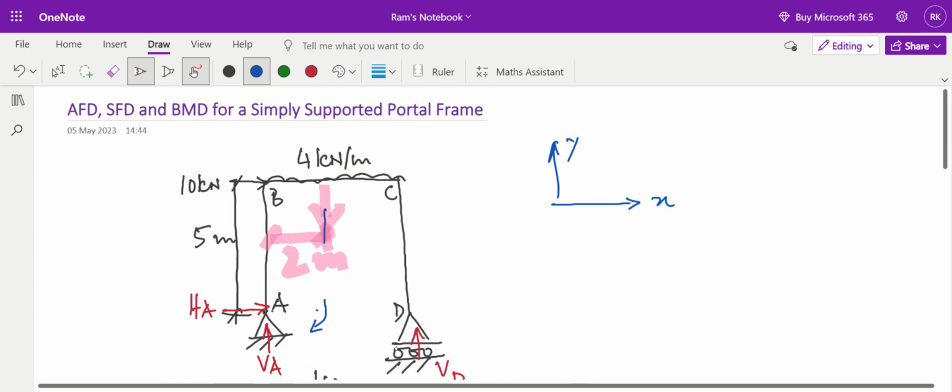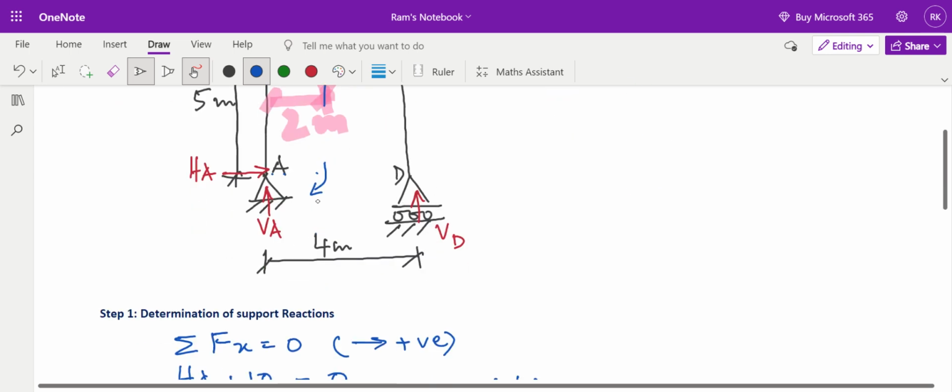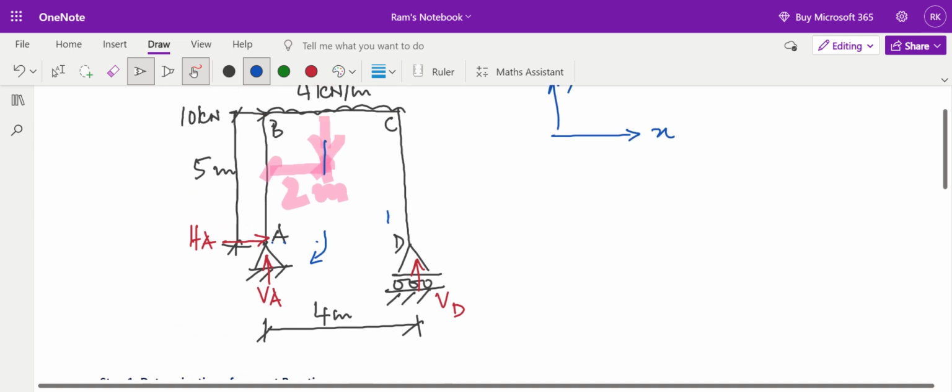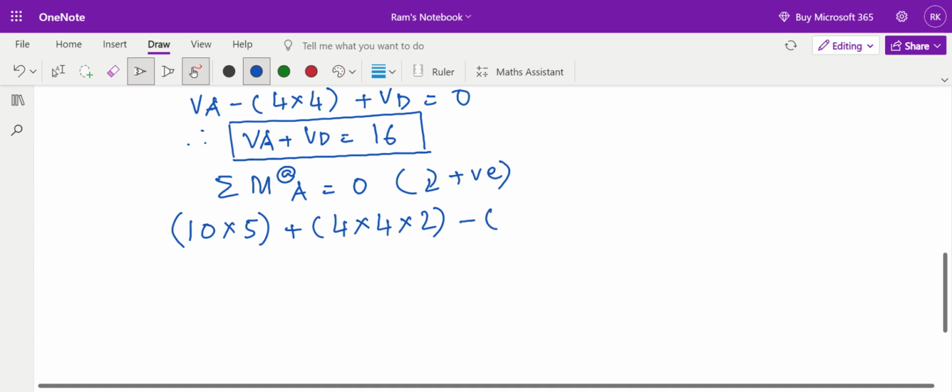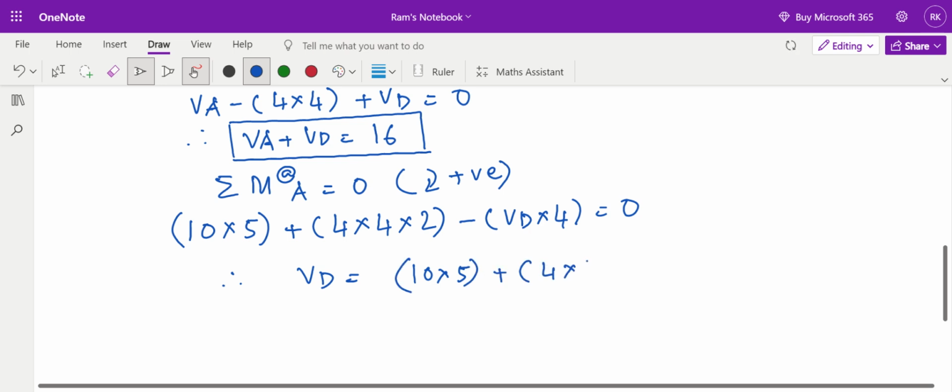Now there is one more force acting on the structure, that is reaction VD. Now see, VD and A are 4 meters apart. The perpendicular distance between the force VD and A is 4 meters, and if I allow the VD to act, this VD will create an anticlockwise moment at A. In that case, I will write minus VD into 4 is equal to 0. Therefore, VD is equal to 10 into 5 plus 4 into 4 into 2 divided by 4.